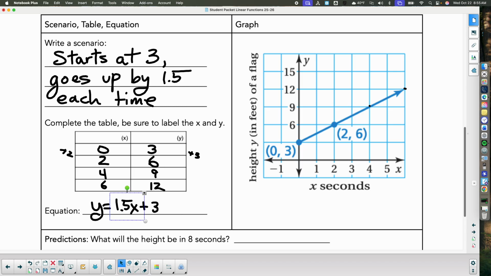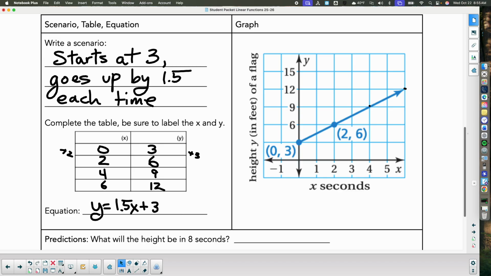Okay, Henry, finish this off on the bottom. What's your prediction that the height will be at 8 seconds? And how would you predict that? You go up by 3 and up by 2. You absolutely can do it that way. Because the next box in the table would have been 8, 15. There was another way we could have done it. No, because the graph doesn't go up at 8 seconds. You would have been right if it did though.